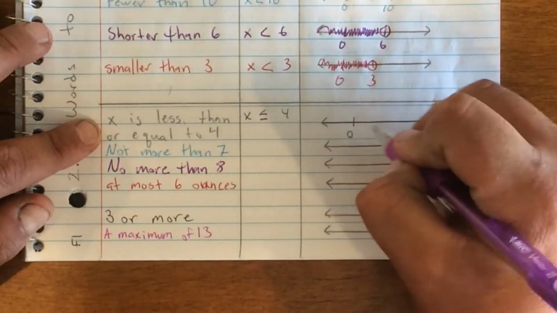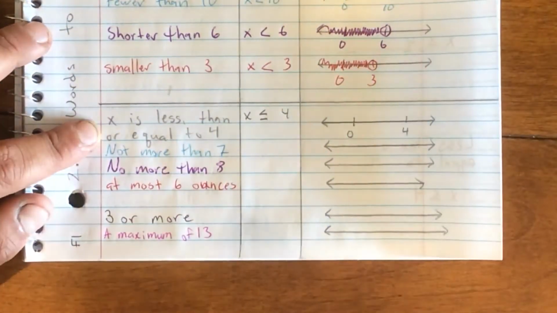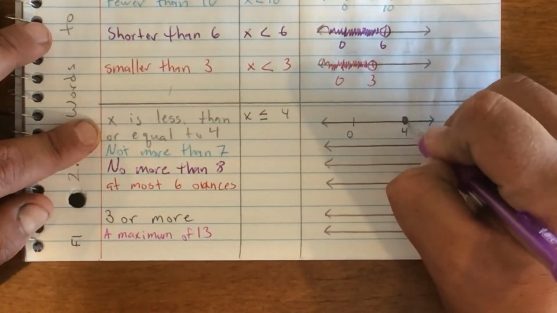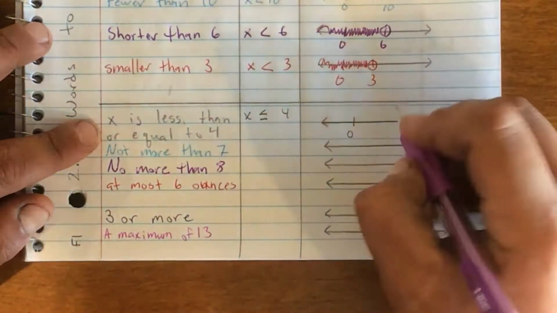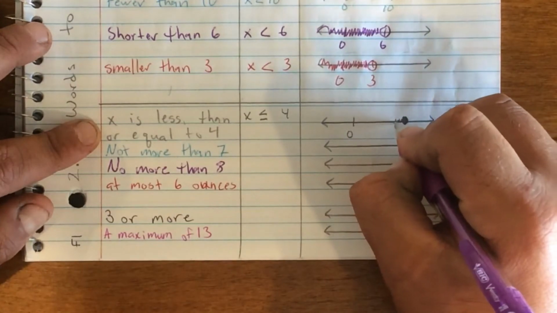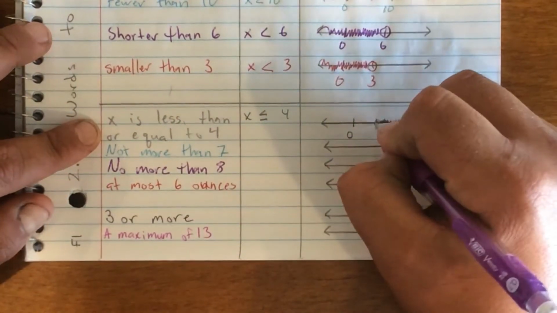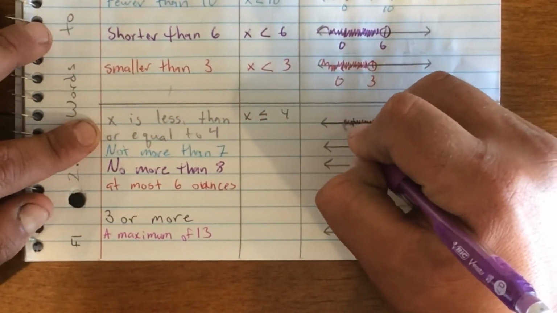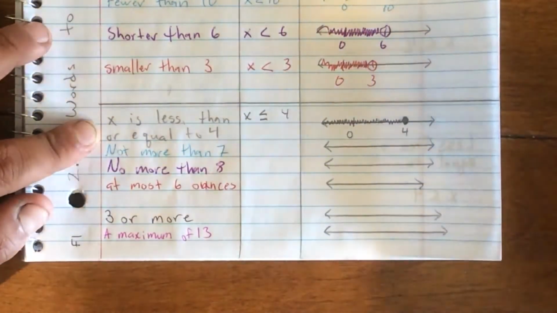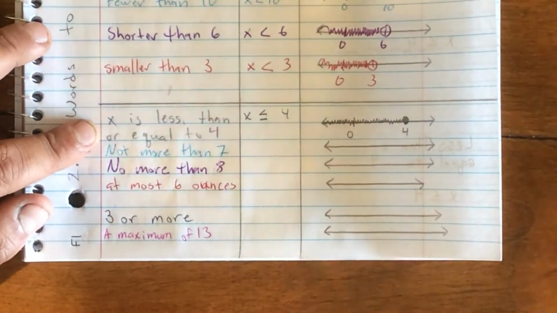So we set up our 0 and our 4, and we're going to shade this one in because it is or equal to, and then we're going to shade downward, to the left, because that is negative and that is the less than area. Okay, go to the next one.